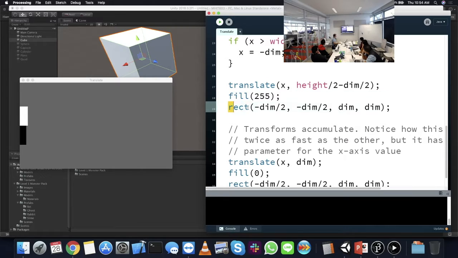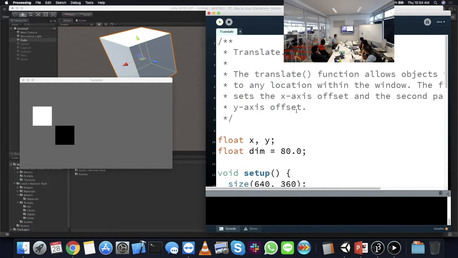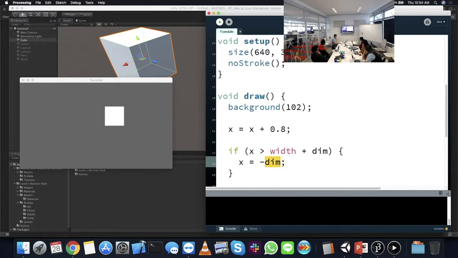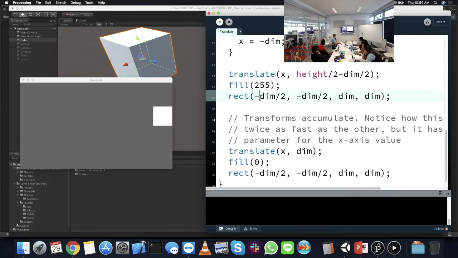What this one's actually doing though is it's always drawing the rect at the same position. So it's always by dimension, which is 80. The value of dimension never changes. So it's always drawing it at negative 40, negative 40, 80, 80. So it's drawing a rectangle which starts at negative 40, negative 40 and is 80 pixels wide and 80 pixels high.